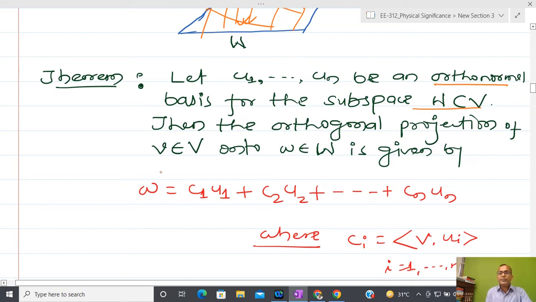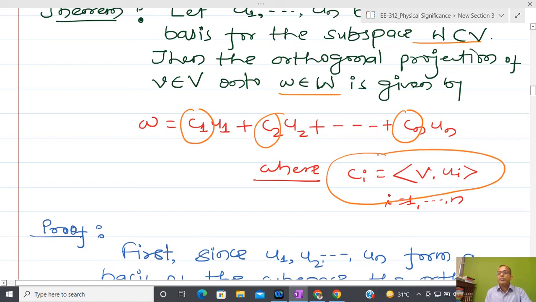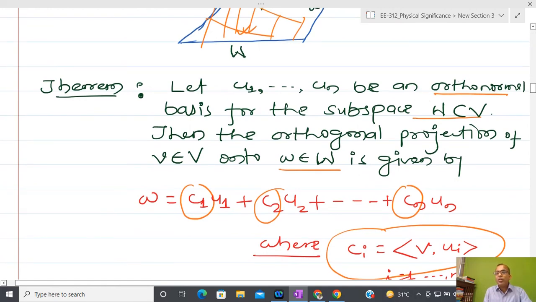Then the orthogonal projection of some vector V that belongs to V onto W is given by C1 U1 plus C2 U2 up to Cn Un, and it is possible to show that these coefficients C1, C2 and Cn I can calculate just by taking the inner product of this vector V, which I am going to project on the W subspace, with the basis vectors. So what I have to do is just identify the orthonormal basis of the subspace W. If I know the orthonormal basis of the subspace, then I can calculate the orthogonal projection of any vector on that particular subspace. This result is suggesting that.